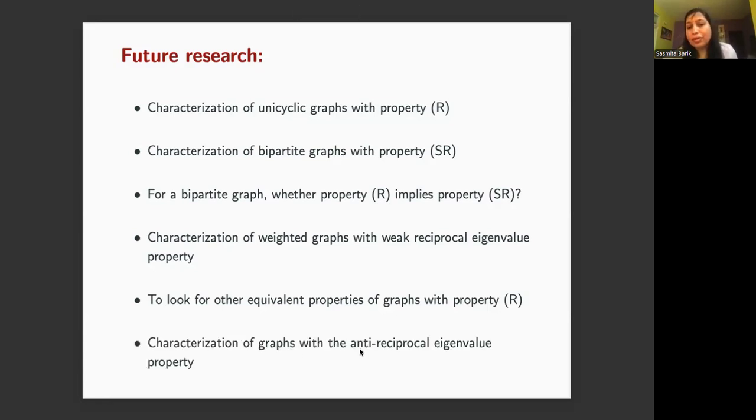And another property that was defined: from our first result, if you are taking any corona, then if lambda is an eigenvalue, then minus 1 by lambda is also an eigenvalue. So looking at this reciprocal eigenvalue property, one can also define the anti-reciprocal eigenvalue property. That is, if lambda is an eigenvalue, then minus 1 by lambda is also an eigenvalue. Then all the discussion that I did can be considered for the anti-reciprocal eigenvalue property. Some work has been done by people, but one can look into this.